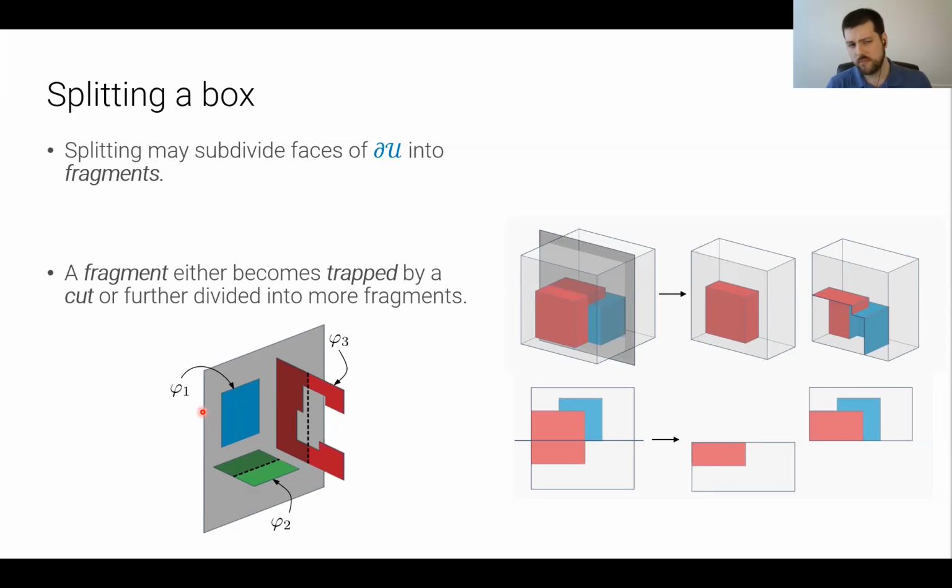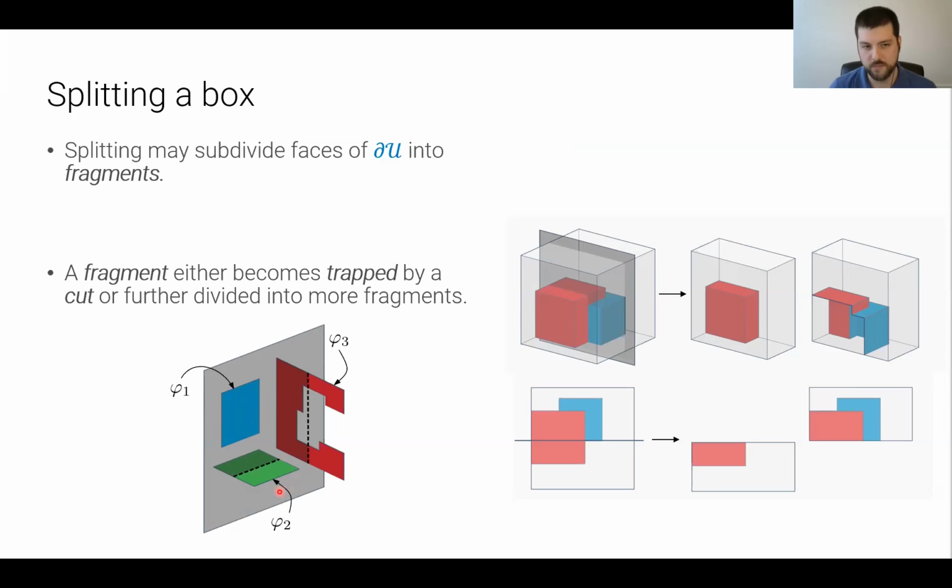Right. So loosely speaking here, a fragment, which is some part of the boundary that's lying in the interior of one of these boxes, might become trapped by the cut. And we're making progress in this case. This V1 here is an example of that. After that cut is made, it lies on the boundary of the resulting boxes, and hence it will never be split into further fragments in the future.